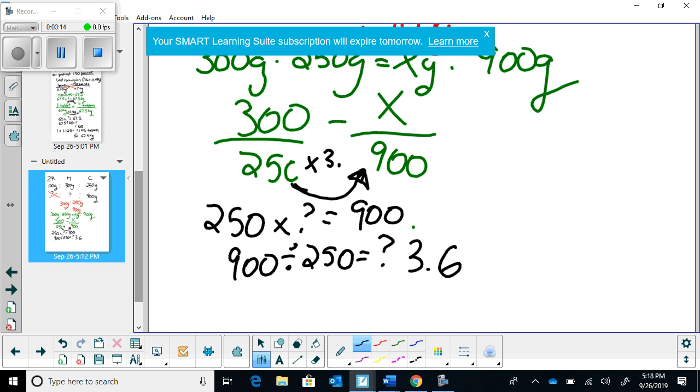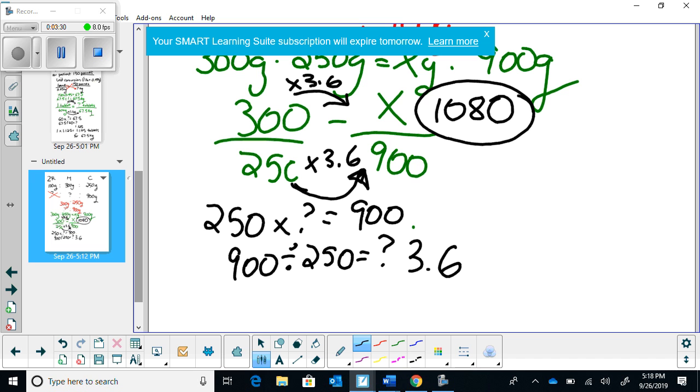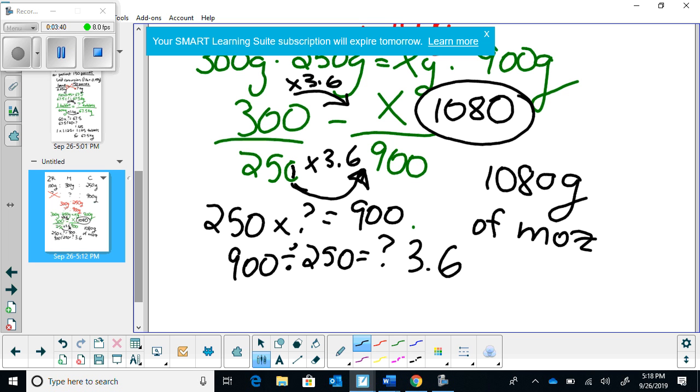Right? So up here, this question mark now becomes times 3.6. But what we do on the bottom, we have to do to the top. So 300 times 3.6 is going to be 1,080. All right, so what this represents, this is 1,080 grams of mozzarella if we have 250 grams of cottage cheese. So we found one value.